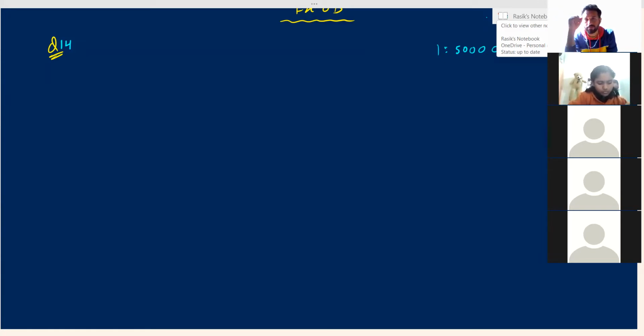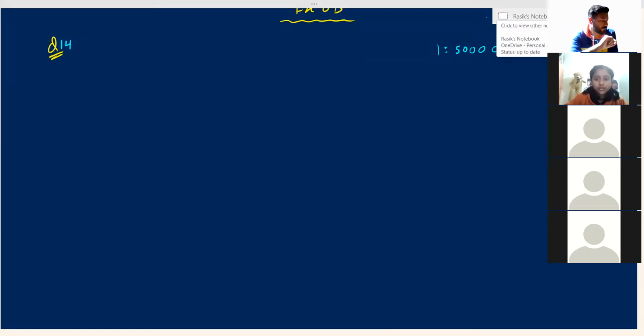For example, here the scale is 1 is to 50 lakh. This means if two cities are 1 centimeter apart in the map, then in actual they will be 50 lakh centimeters apart. Actually, what will be the distance between them? 50 lakh centimeters, which we have brought down to 1 centimeter, that is 5 kilometers.